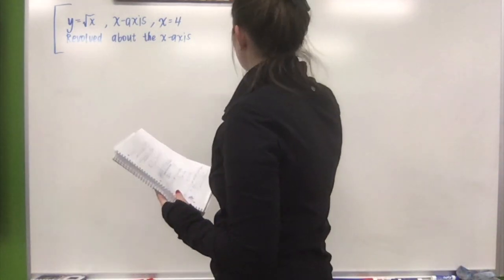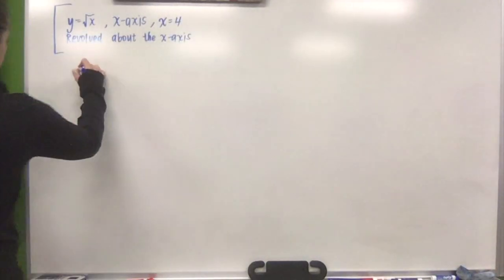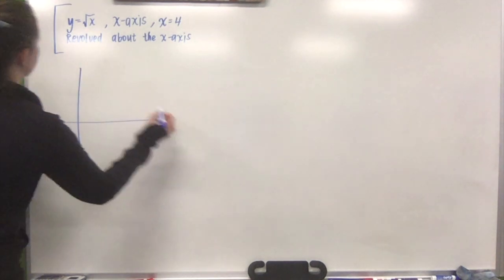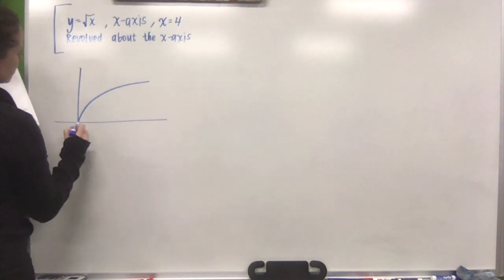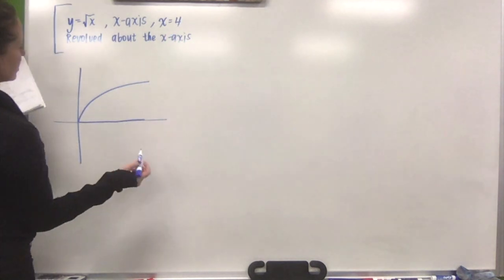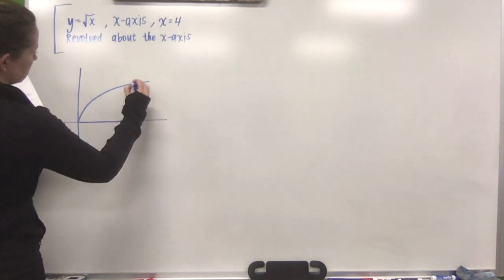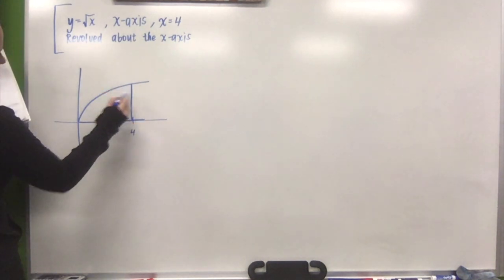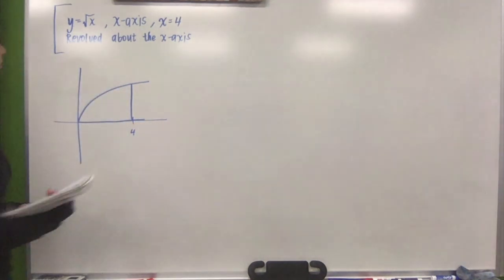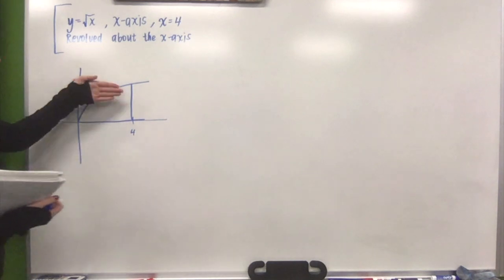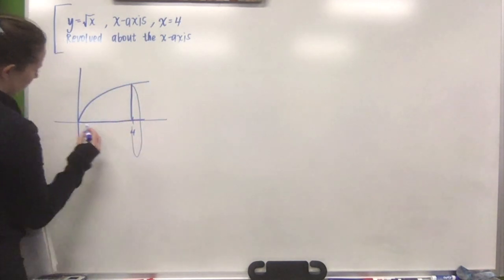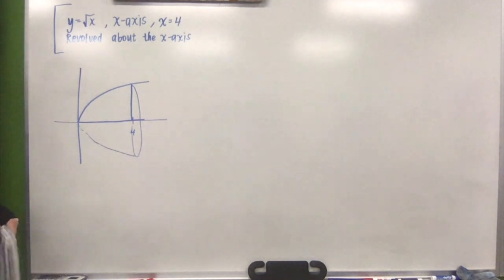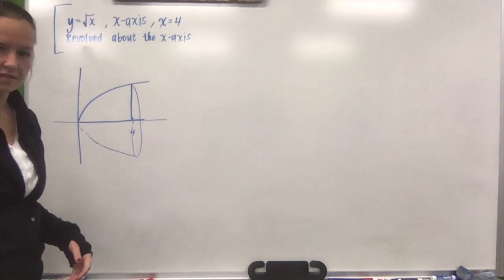So let's set this up. So we have y equals root x, that looks something like this. We've got the x-axis, which is right here, and then x equals 4, which is right there. So here's kind of the shape that we're dealing with. And then we're going to revolve this about the x-axis. So we're going to take it and flip it around. So it's going to turn into, you can kind of imagine what it's going to look like. Some like bowl-esque type thing.